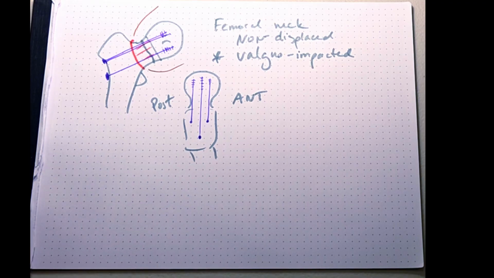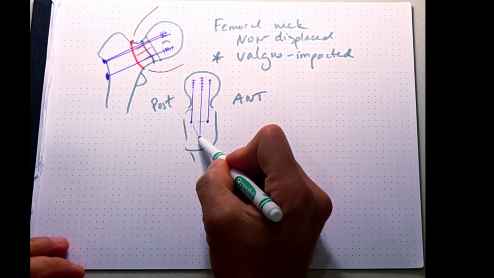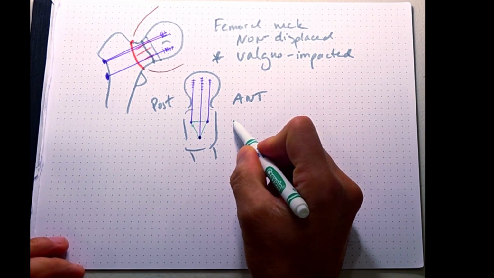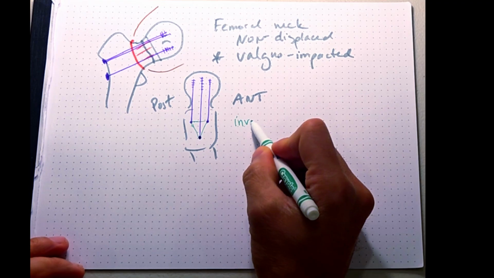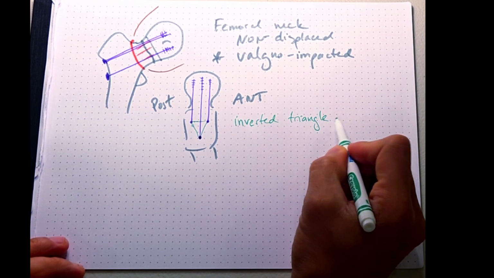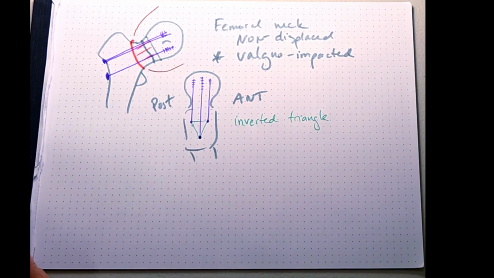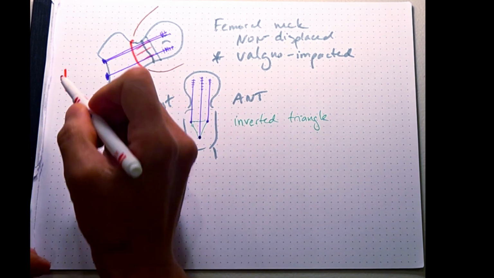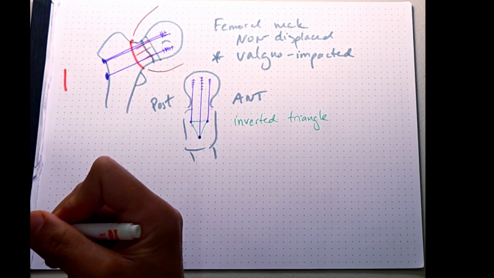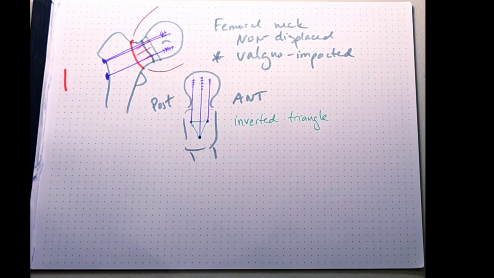Now, if you look at the alignment of these 3 screws, it's a triangle with the point pointed down, and we refer to this as an inverted triangle. Now, how we put these screws in, we can actually put them in percutaneously. So you can do this through a rather small incision. You make a small incision on the skin. You don't have to do an open reduction. You don't have to open up this whole hip to do the surgery.